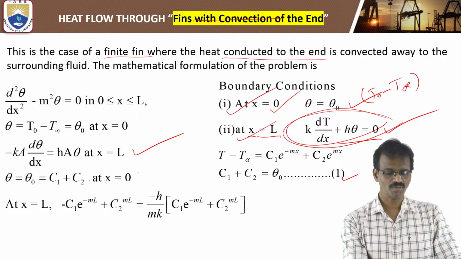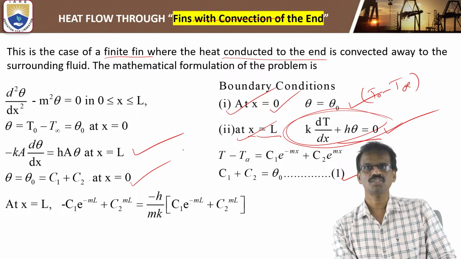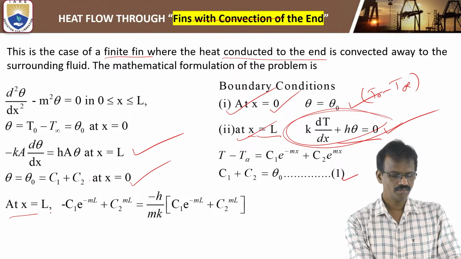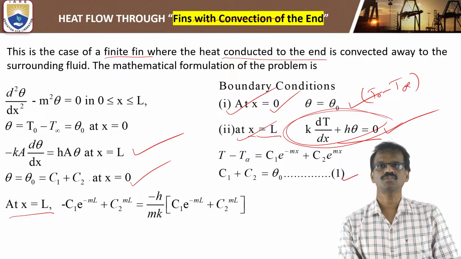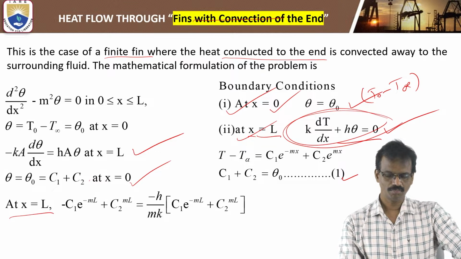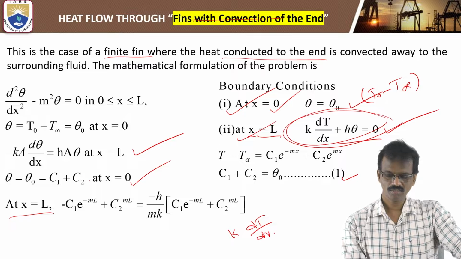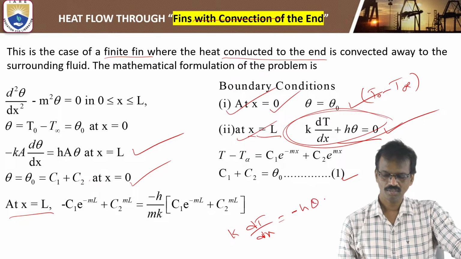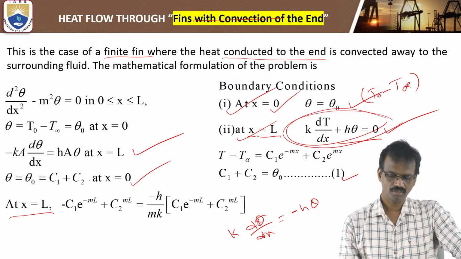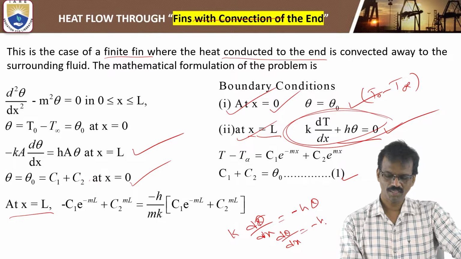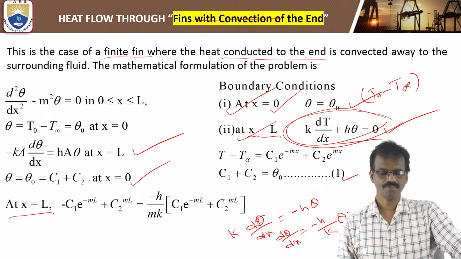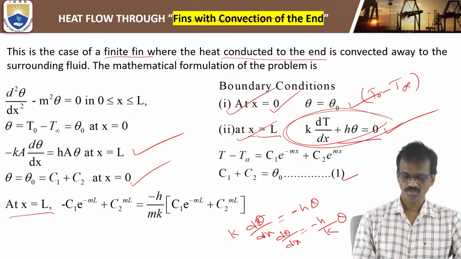So by using the first boundary condition, we get theta naught is equal to c1 plus c2. Now the second boundary condition at x is equal to L. Applying this principle, you can rewrite it like this: k d theta by dx is equal to minus h theta. Then d theta by dx is equal to minus h by k theta.